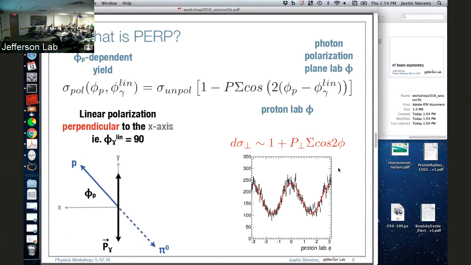How well do we know that this is 90 degrees? That's a good question. So at the moment, I think the belief is that it's to a couple of degrees. But what you can do is actually include an extra phase in the way you do this fit, which can allow for some adjustment in that offset between the two angles. But we think it's pretty good.